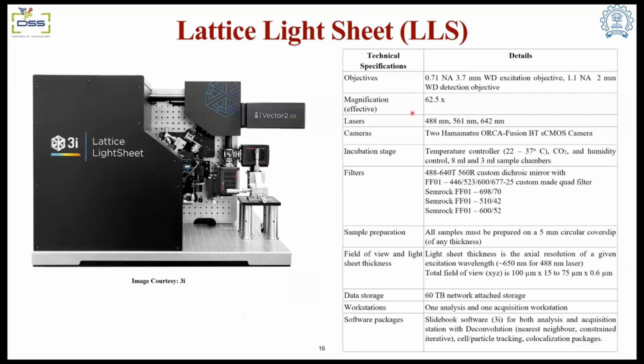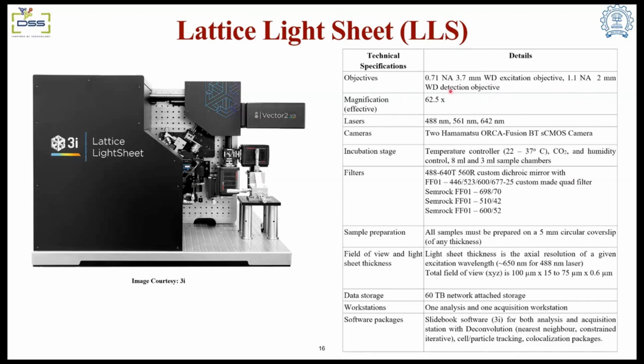This is the table for the lattice light sheet, which we can get in the 3i also. So here basically we are using two objectives. One is the excitation objective, which has a 0.71 NA and 3.7 millimeter working distance. And the detection objective has a 1.1 NA and 2 millimeter working distance.